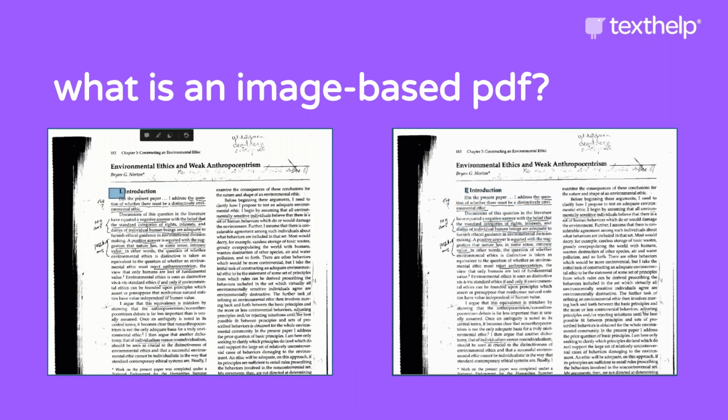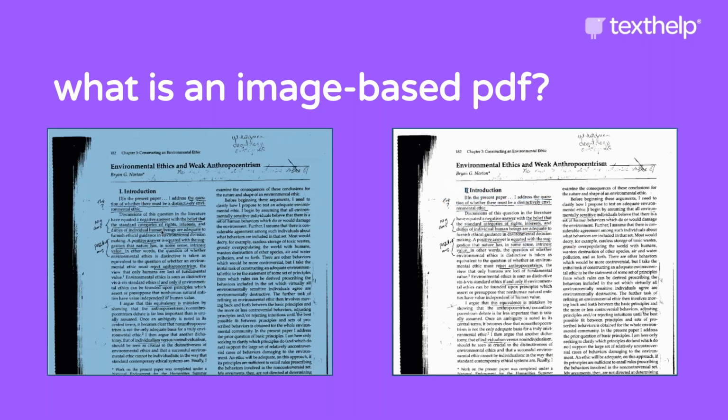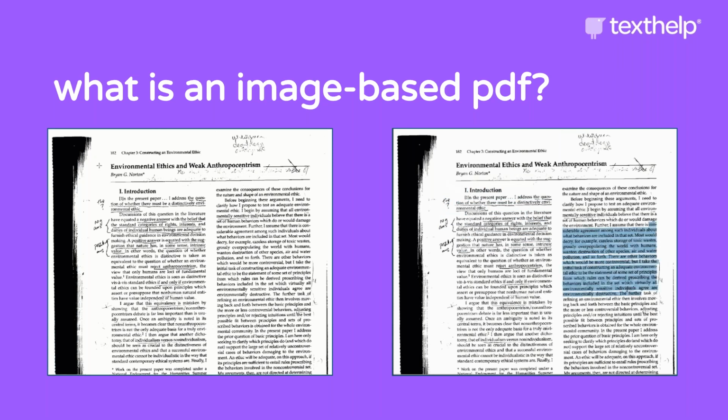The computer doesn't know there is any text there. It doesn't know the difference between a picture of a flower and a picture of a piece of paper, right? It just sees it as a picture. So because of that, we don't know there's any text there. We can't highlight text. We can't listen to text read aloud. We can't do any of that kind of stuff.